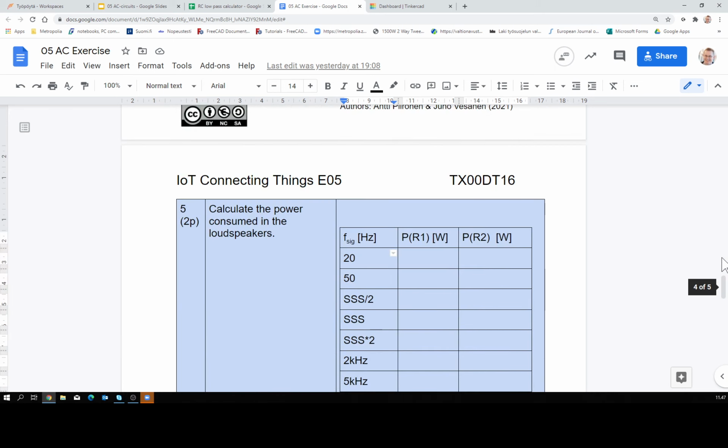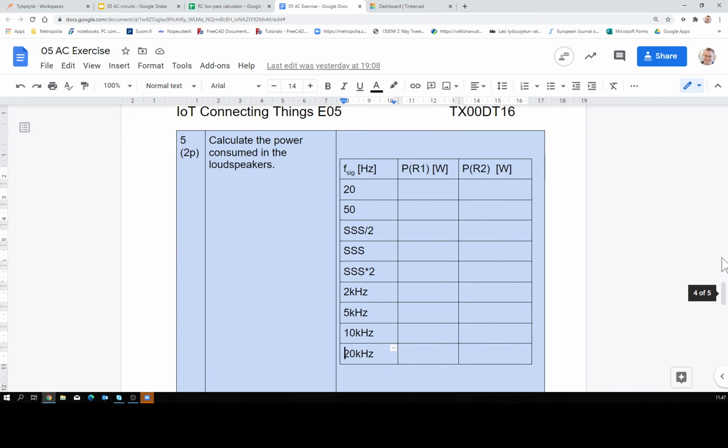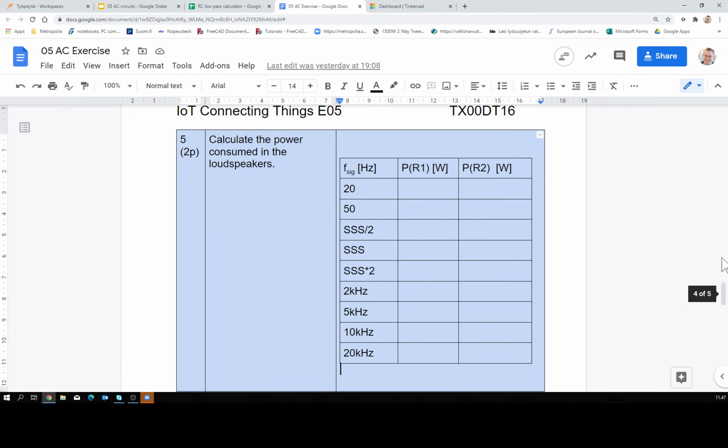Okay. Next, calculation. Based on the previous measurement, you calculate the power consumed in the loudspeakers. You can also just expand that table there if you wish. But anyways, you will just do the calculation. You have measured the signal in volts. It's probably peak to peak. Pay attention to what you are measuring there.